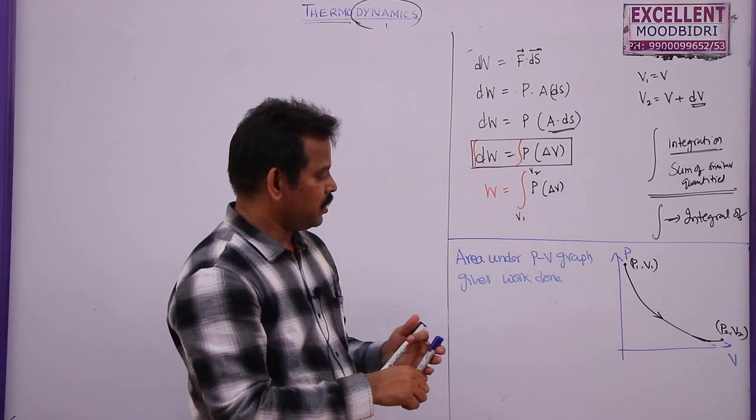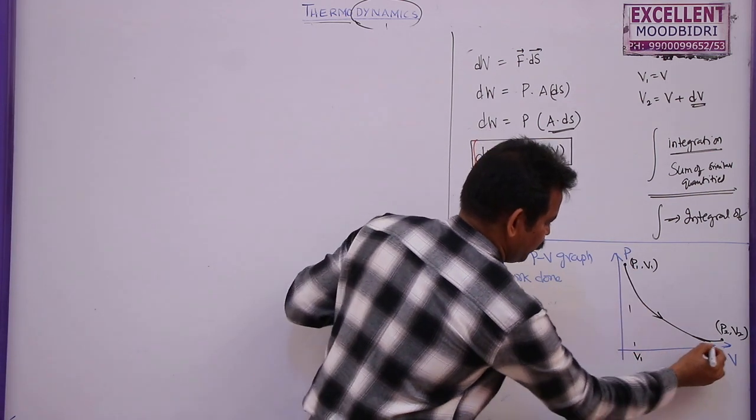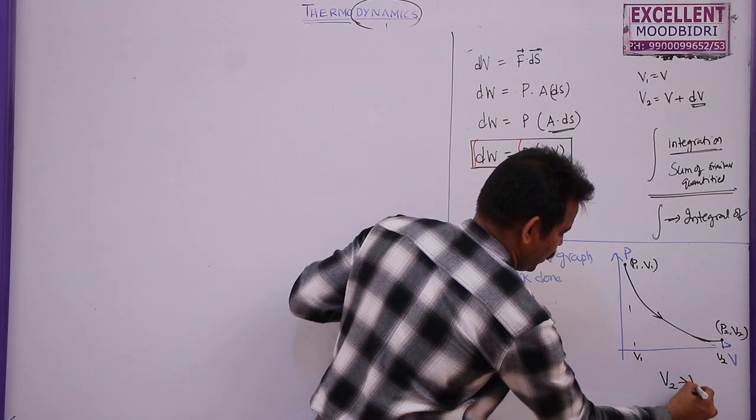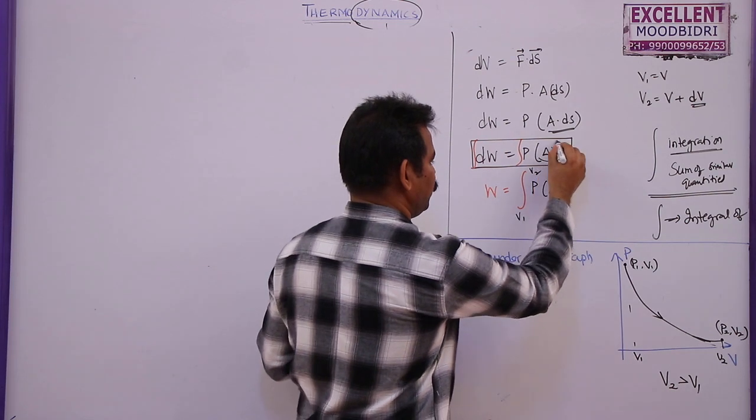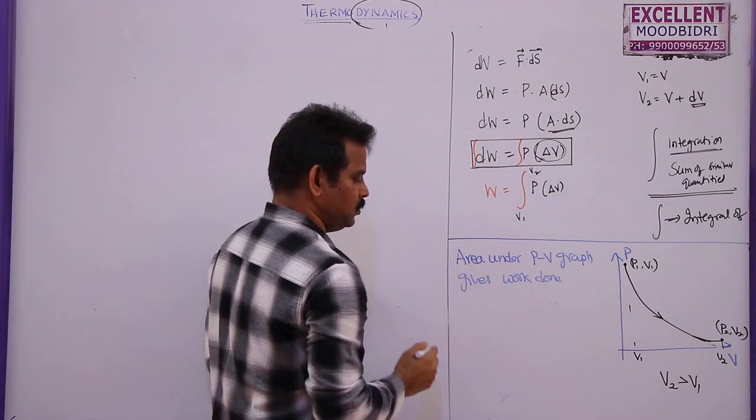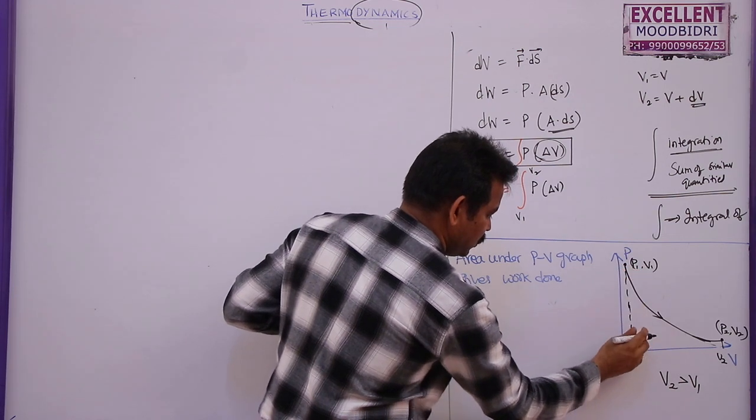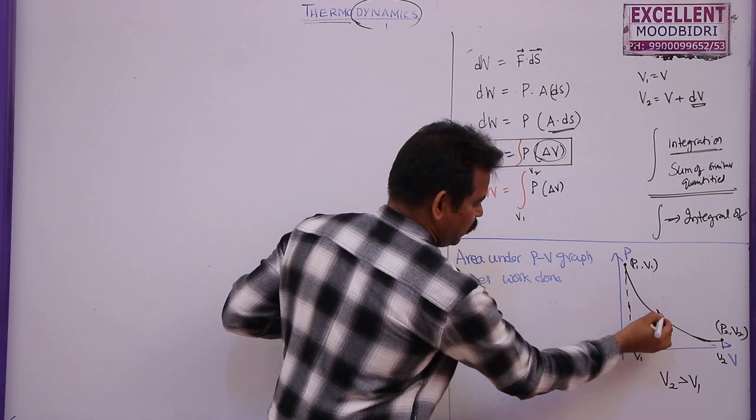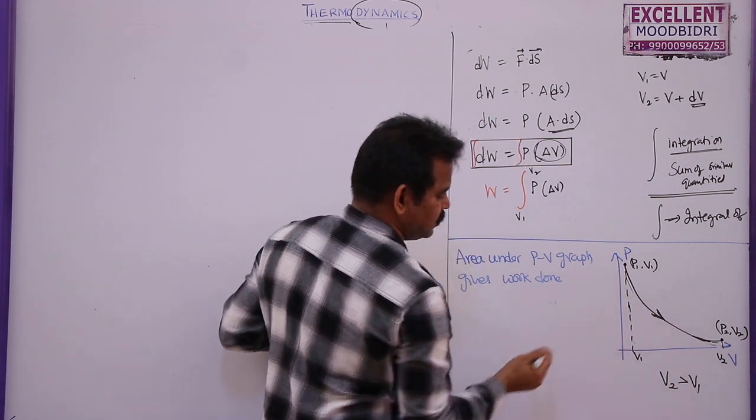It is only indicated by the curve here. This is the initial volume, this is the final volume. Final volume is greater than initial volume, so volume is increasing and delta V is positive. Work done will be positive. So here we can tell whether the work done is positive or negative by seeing this arrow. The arrow indicates that the volume is increasing, at the same time pressure is decreasing.